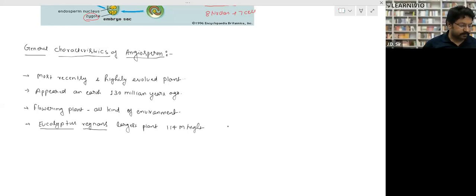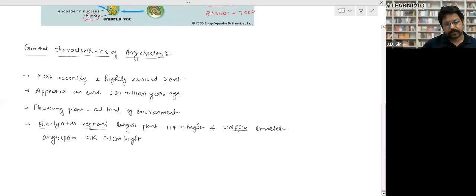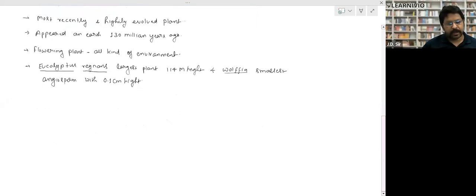And Wolffia, W-O-L-F-F-I-A. Wolffia is the smallest angiosperm with 0.1 centimeter height.